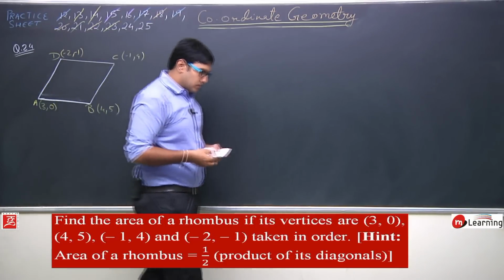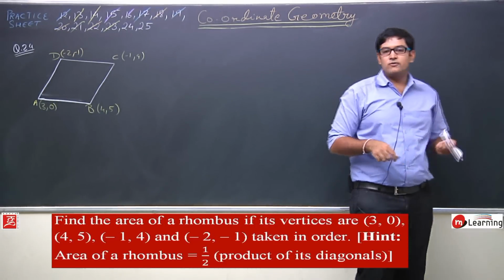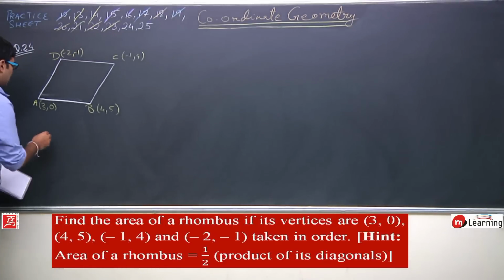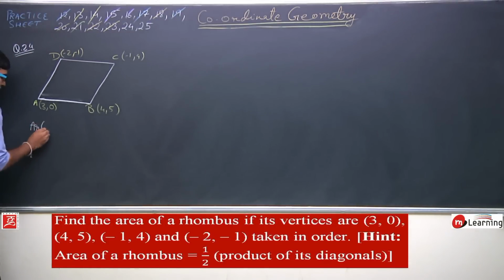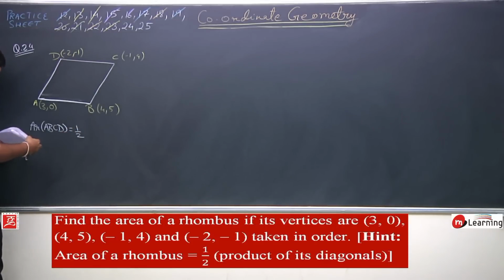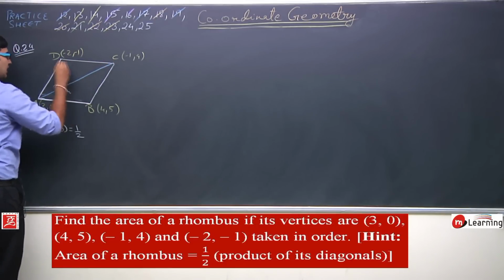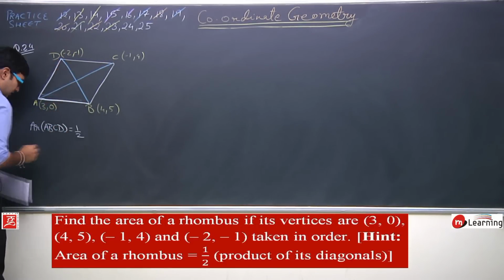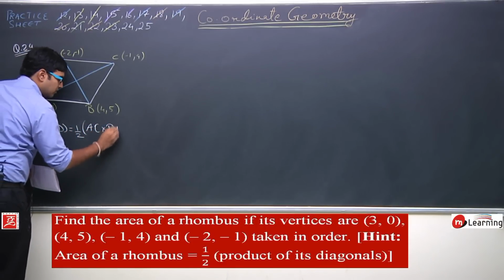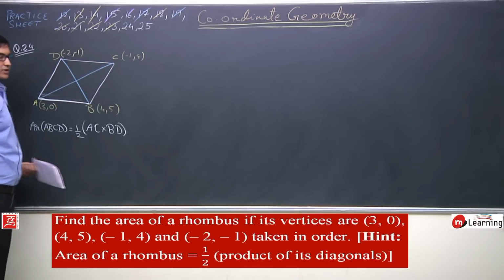Okay, so we need to calculate the area of the rhombus, and it is given that the area of this rhombus ABCD is equal to half of the product of its diagonals. The diagonals are this AC and this BD. So half of AC into BD. So this is the area of the rhombus.